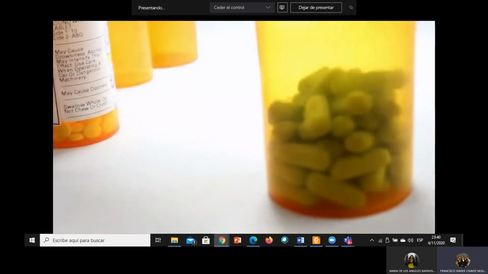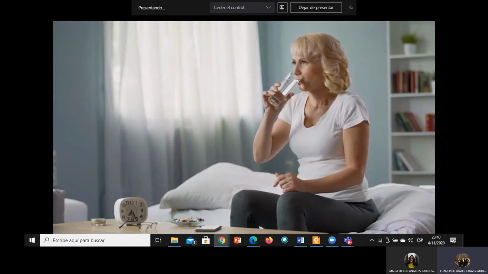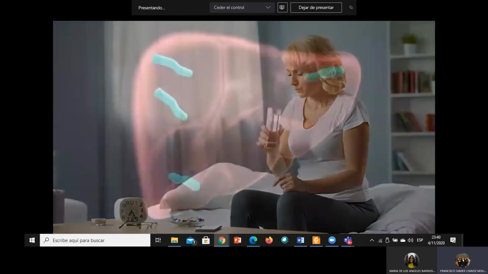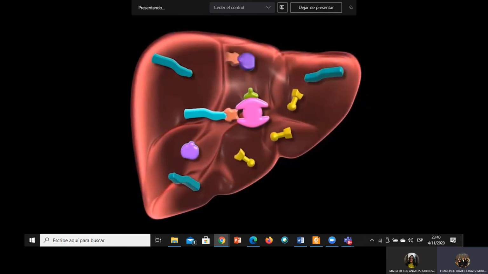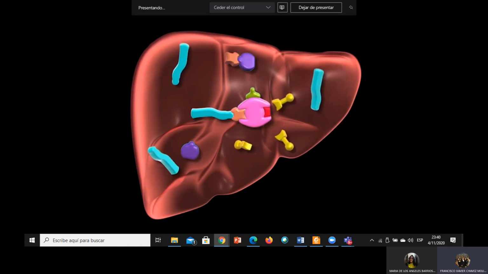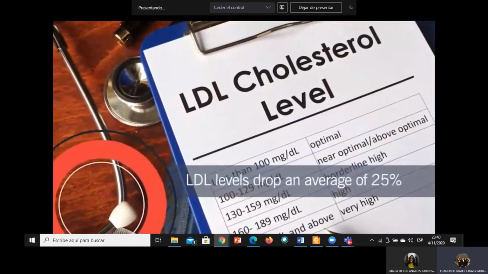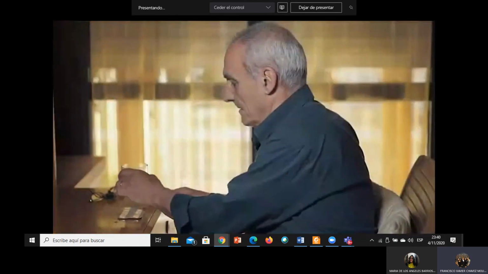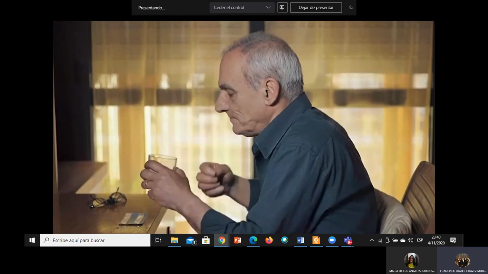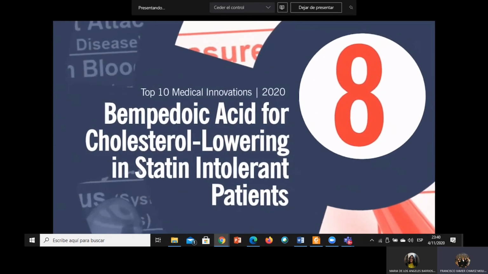A new agent, bempedoic acid, has been designed as a once-daily oral therapy, given in addition to a patient's current cholesterol medication regimen. Like statins, bempedoic acid works by blocking a key enzyme used by the body to make cholesterol. But unlike statins, it cannot accumulate in muscle, reducing the likelihood of muscle pain. In clinical trials of the therapy, patients saw their LDL levels drop by an average of about 25%. If approved by the FDA, bempedoic acid could be another addition to the arsenal of cholesterol-lowering treatments available to patients.